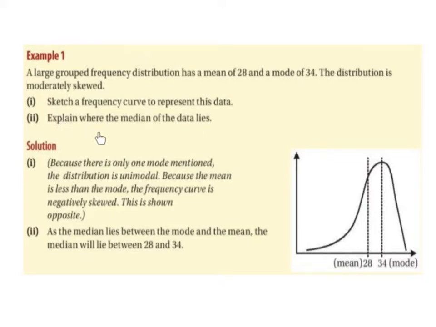Part 2. Explain where the median of the data lies. As the median lies between the mean and the mode, the median will lie between 28 and 34. So the median is somewhere in here. We don't know what it is.